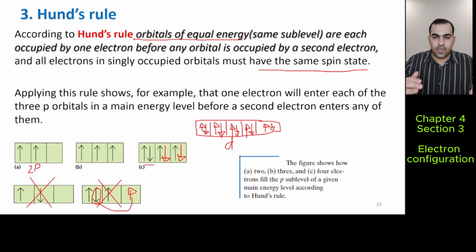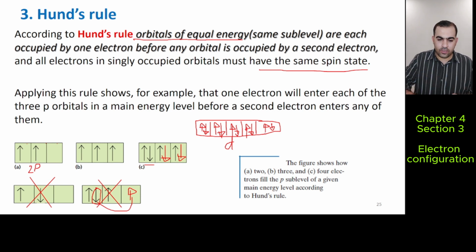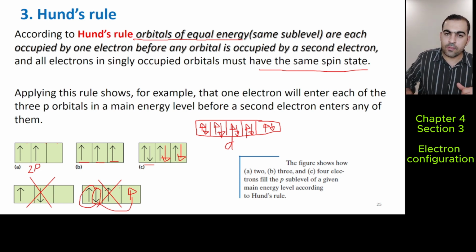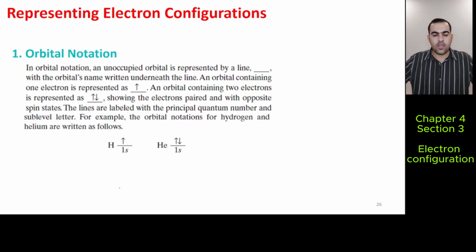And then Hund's rule. Hund's rule says if there are orbitals of equal energy, meaning orbitals of the same sublevel, each of them you occupy by 1 electron. You give 1 before any of them you give 2. You must give each one of them 1 electron before any of them gets 2. So here we're going to apply these rules.